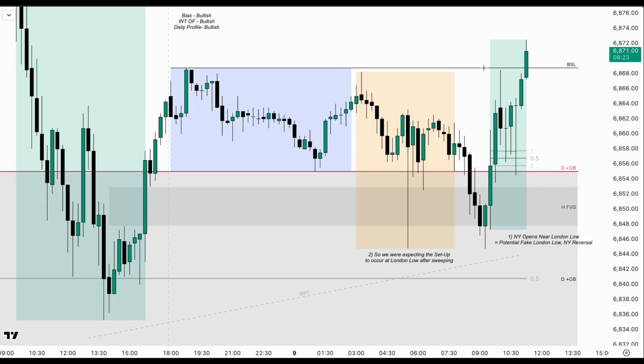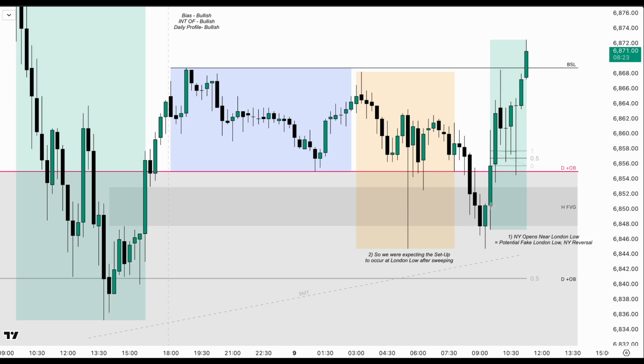So it doesn't negate my bullish bias that we're still expanding higher for New York, but what it does change, or tip my hat to, is that London might not actually make the low anymore, and New York could actually sweep this for a London low fake New York reversal. And that's actually what we saw in this scenario.